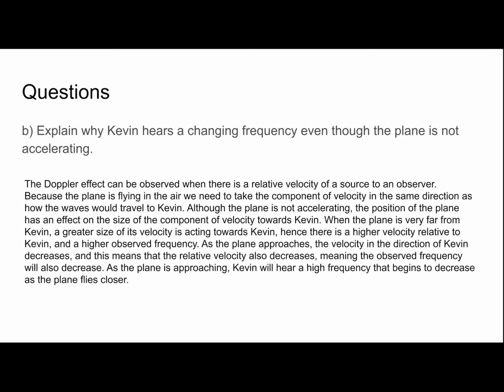When the plane is very far from Kevin, a greater size of its velocity is acting towards Kevin. Okay, so just think about it. If the plane is very far away and is heading towards Kevin, a greater amount of that horizontal component would be in the direction of the waves traveling to Kevin. So it'll be in that same direction.